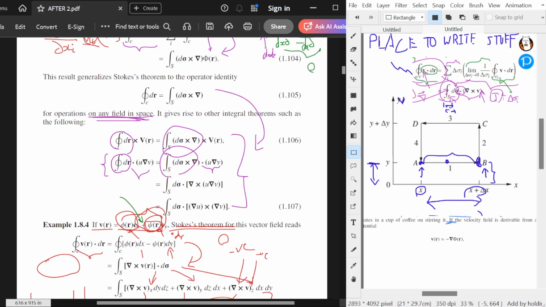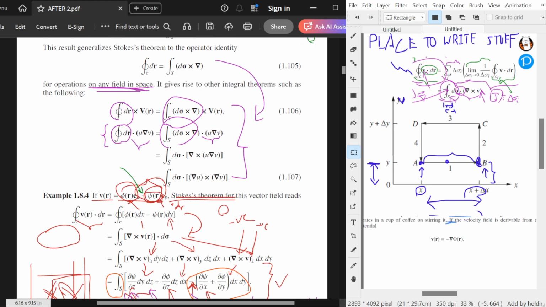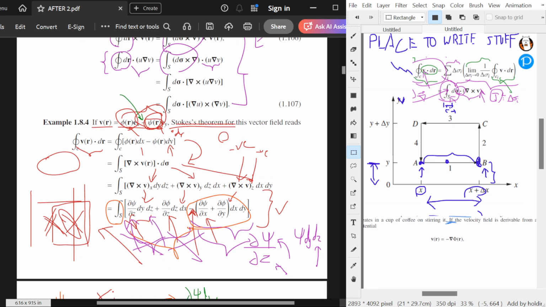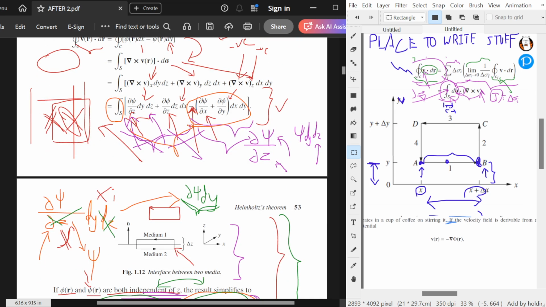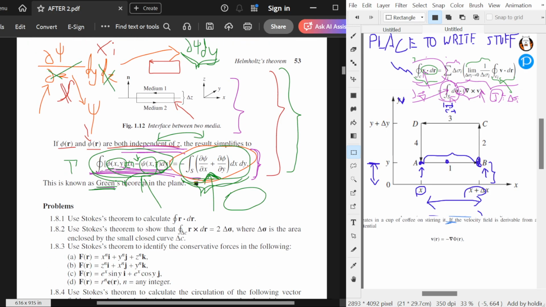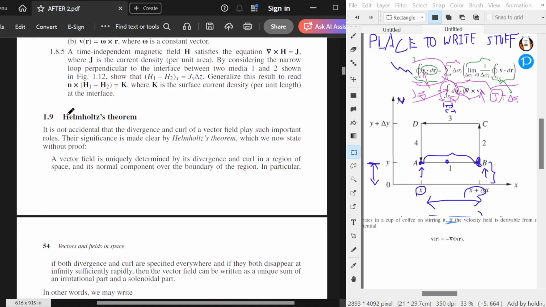If V(r) is... this result generalizes Stokes' theorem to the operator identity. If Stokes' theorem for this vector field reads... if this and this are both independent of z, you get Green's theorem in the plane. Okay, let's go to Helmholtz's theorem.